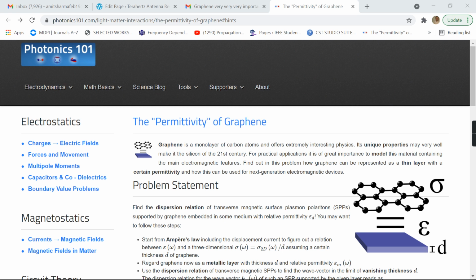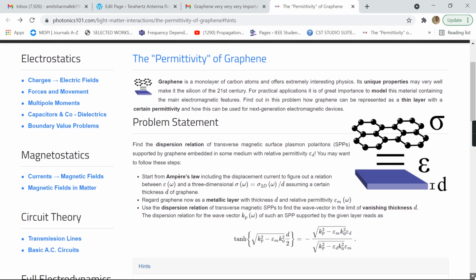Now, here in this website called photonics101.com, they have given the question. The question is, find out in this problem how graphene can be represented as a thin layer with a certain permittivity and how this can be used for next generation electromagnetic devices. So they have given this problem statement.